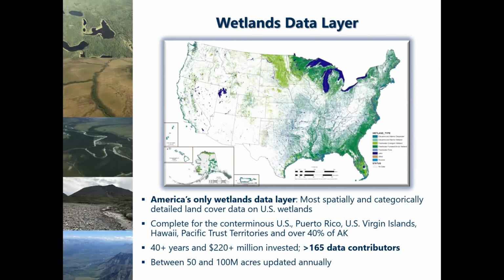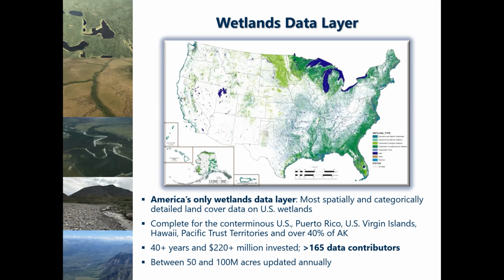The NWI dataset provides our nation's most spatially and categorically detailed information on wetlands. It is currently available for the conterminous US, as I mentioned, but also Puerto Rico, the US Virgin Islands, Hawaii, the Pac Trust Territories, and over 40% of Alaska. And we are disappointed that we don't have Alaska completely mapped, but Sydney is working very hard to do so, and we're getting close. That 40% is going to increase quickly over the next several years. So stay tuned. And Sydney will tell you more about all of our mapping efforts in Alaska.